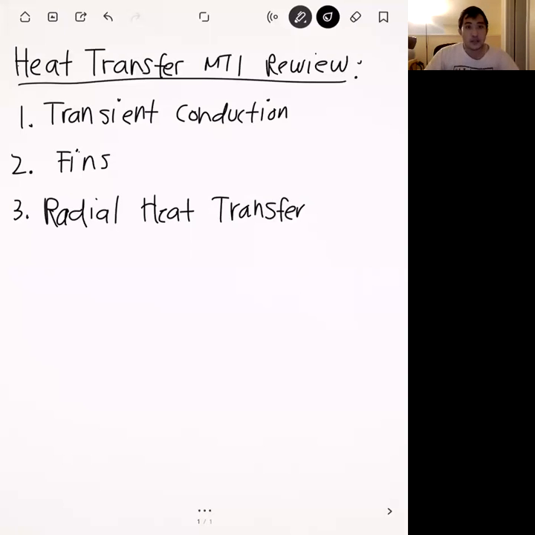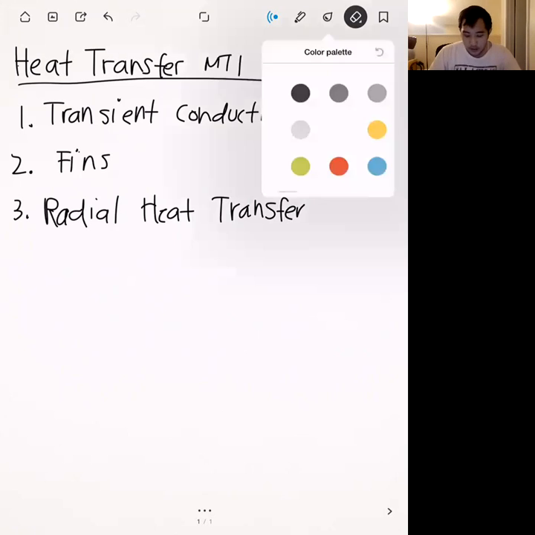Okay, so this is the review session for EGME 407, heat transfer, for the first midterm. All right, so I looked at the poll results on Canvas, and these are the top three results. Number one on the list was transient conduction, number two was fins, and three was radial heat transfer, right?